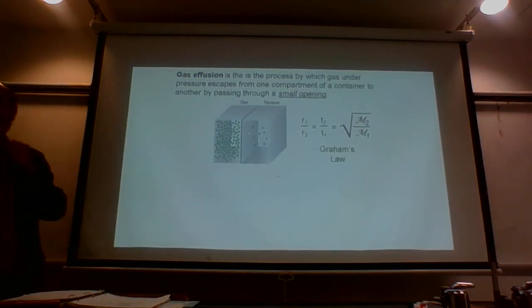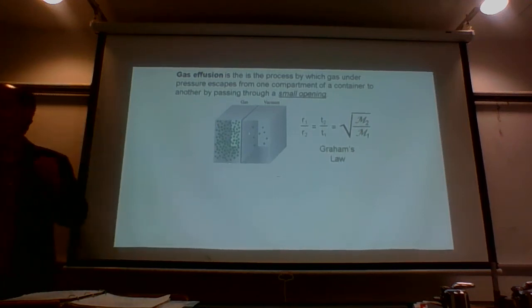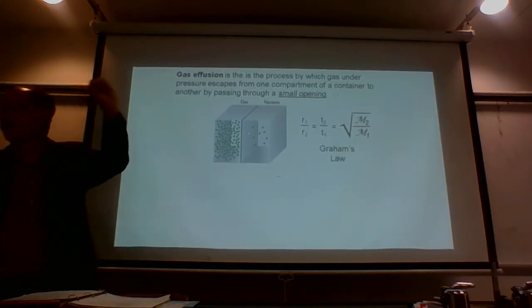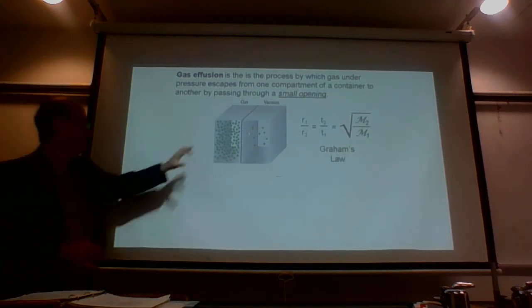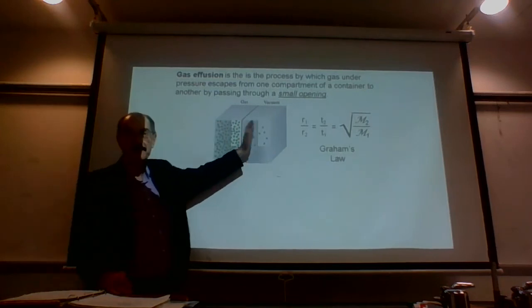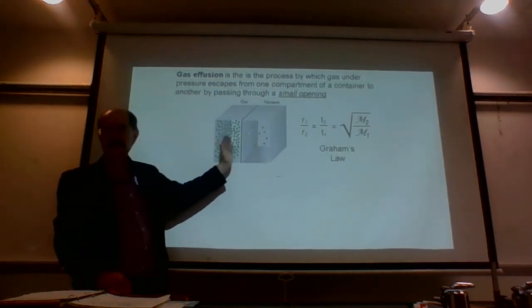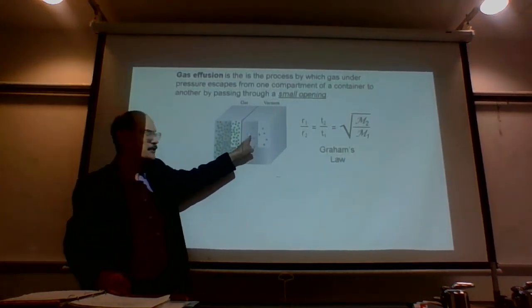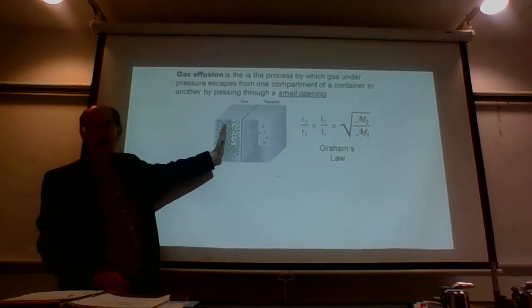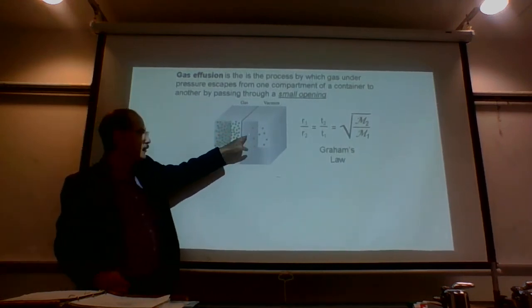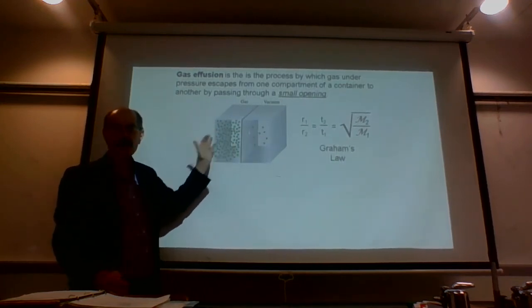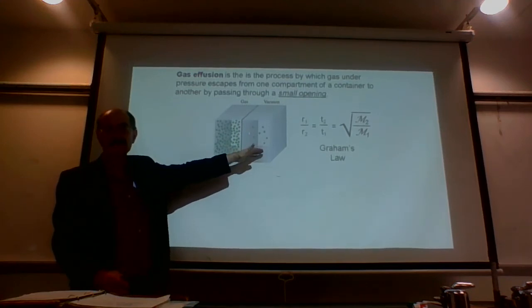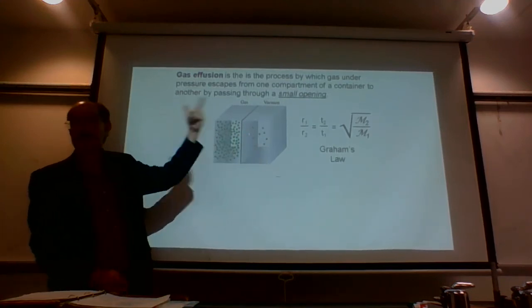It's the process by which a gas under a certain pressure escapes from one compartment to another through a small opening, right? So if I wanted to do an actual experiment, I would build a container with two chambers. They are sealed off from each other except for a small opening. I'm going to fill one up with the gas, and then I'm going to open that opening and measure the rate at which the gas moves to the empty side. In other words, the rate of effusion.